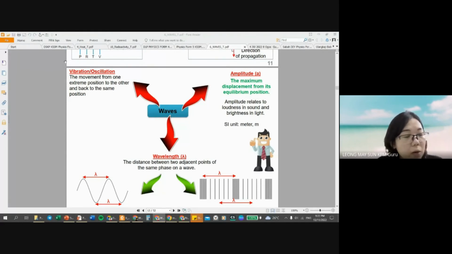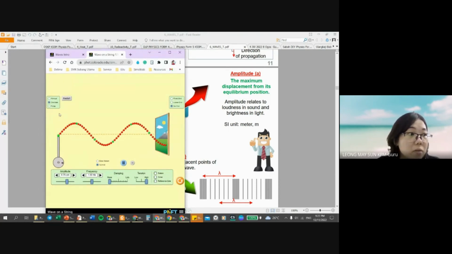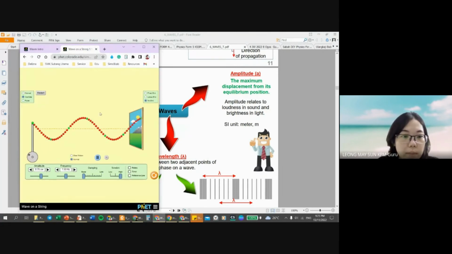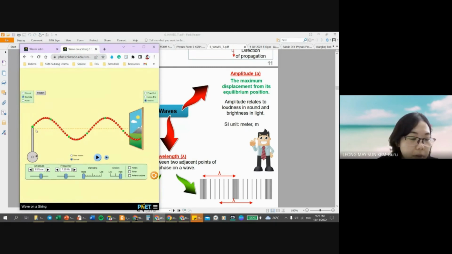Vibration: a wave is created by a disturbance that vibrates or oscillates. So it's a movement from one extreme position to the other extreme position and then back to the original again. For example, like this, it's moving from one extreme end to the other extreme end. So this is a vibration or oscillation. Then amplitude. Amplitude is the maximum displacement from the equilibrium position. Meaning, if I were to use this situation back again, pausing it, my amplitude is from this equilibrium position up until this maximum point. You see, amplitude's definition is the maximum displacement from the equilibrium position. So equilibrium position is this middle line.